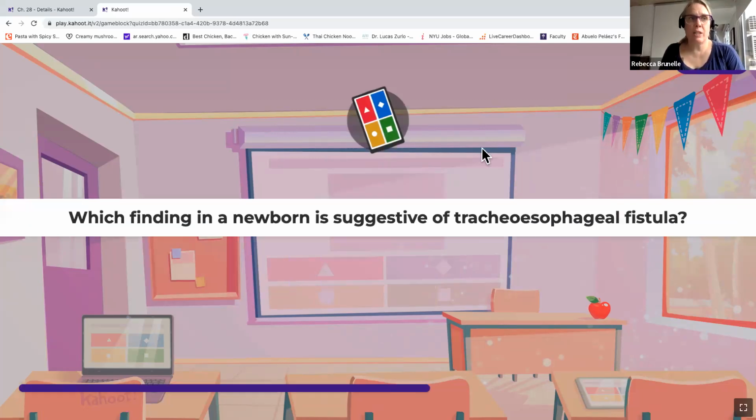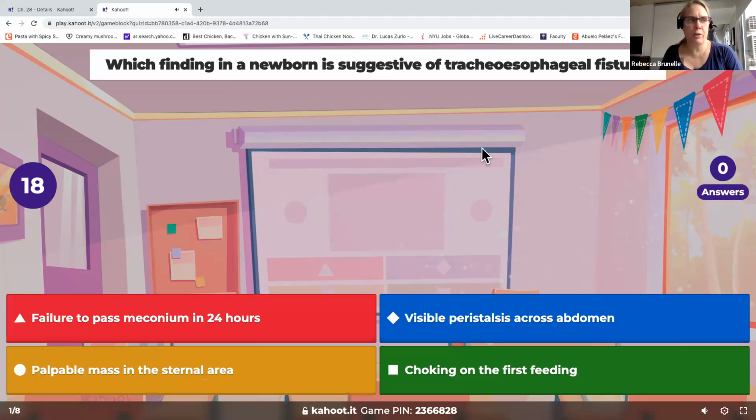Which finding in a newborn is suggestive of a tracheoesophageal fistula? Failure to pass meconium, palpable mass in the sternal area, visible peristalsis across the abdomen, or choking on the first feeding?